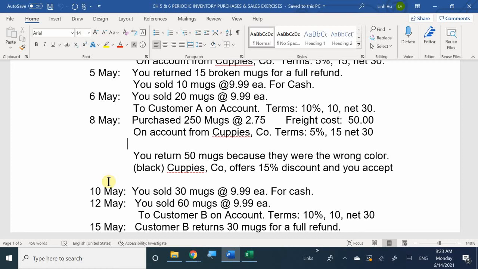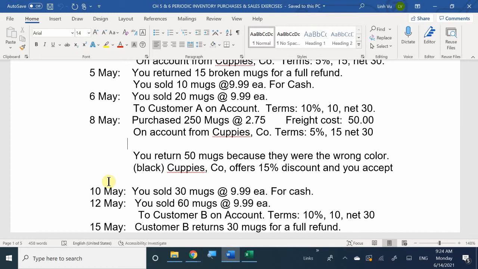Okay. But the Cuppies Co., they offered you a 15% discount. They convinced you somehow that you should keep it because they're the exact same cup model, right? Just the only difference is it's a different color. And they said that you could still, at the end of the day, sell the black coffee mugs just as much as you could sell the brown ones. Okay, so in this case, they convinced us to keep it, and they offered a 15% discount, and we accepted. Okay, now this is where I get a little lost.